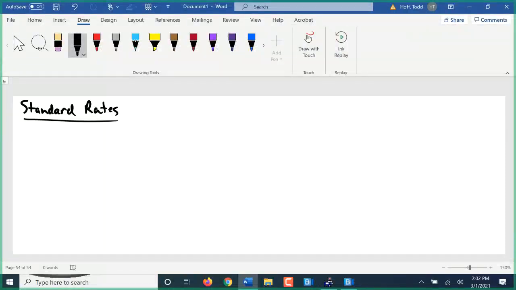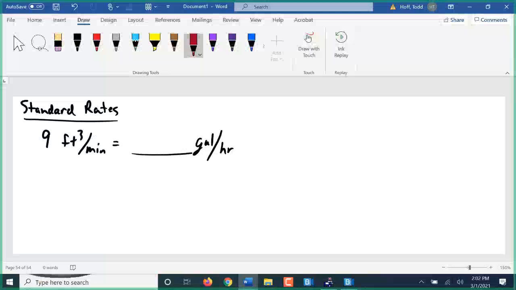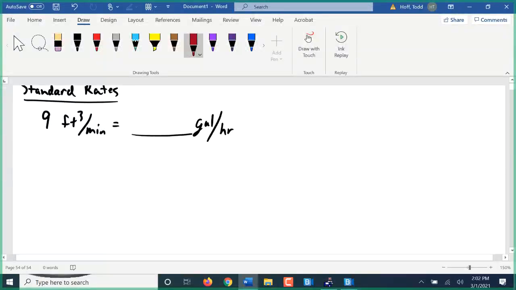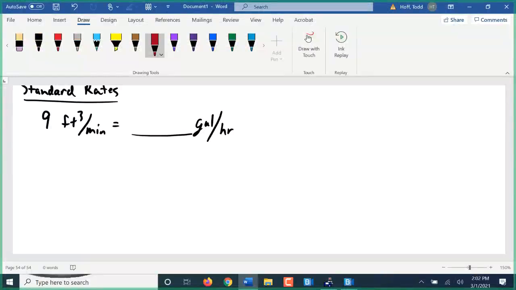So we might have something like 9 cubic feet per minute converted into gallons per hour. Well, I want to make this conversion here. I am going to write this. First thing I have to do is write this as a full rate rather than the abbreviated rate.